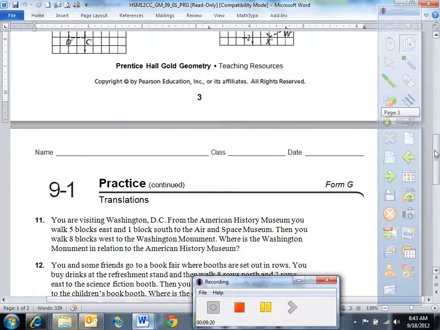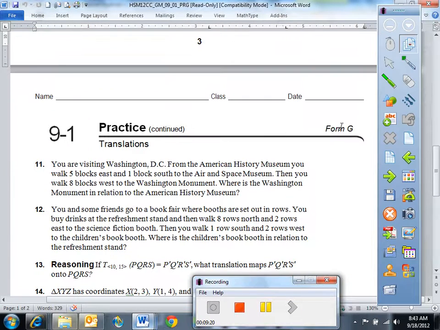So this will be the first thing that we look over on Monday, so make sure this is completed. You are doing numbers 1 through 18.